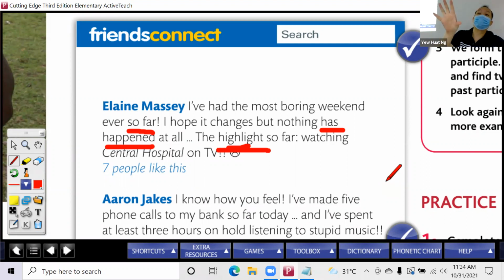Yes, to point out the most important things, right? Okay. So the highlight so far, that means the most exciting thing. Clear? So like we use this in daily English. The highlight of my holiday is what.